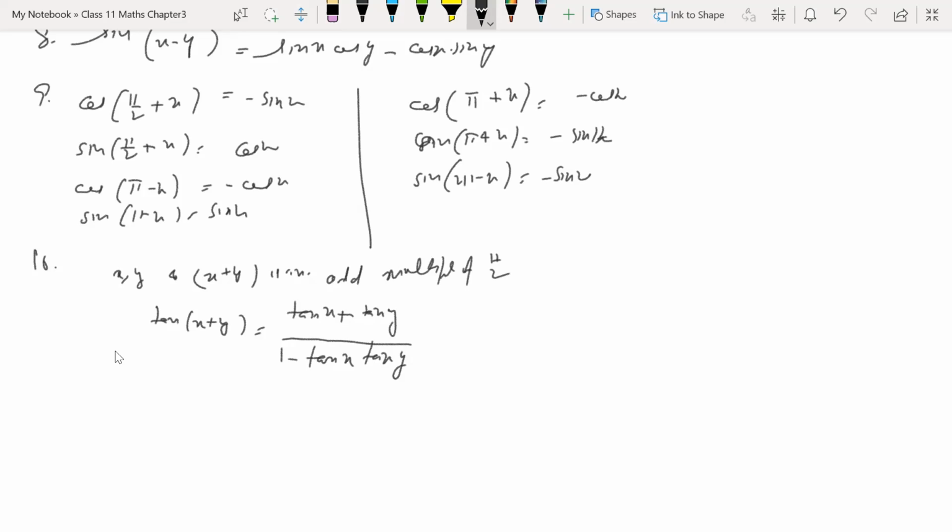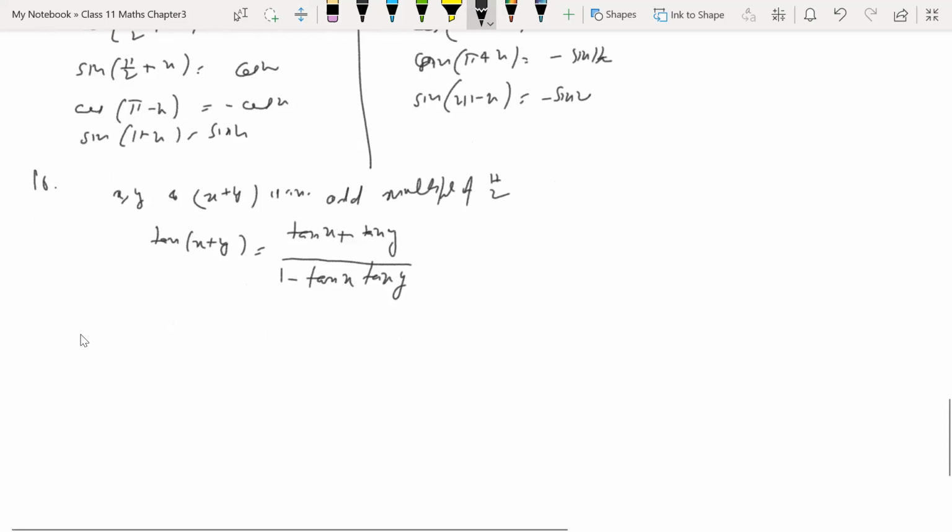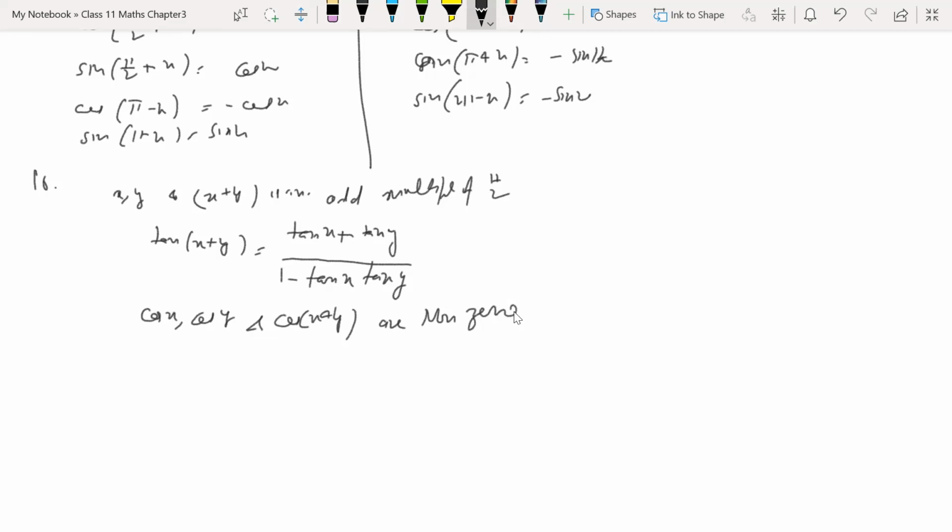What does it follow? Because none of the angles x, y, x plus y is an odd multiple of pi by 2, it means that cos x, cos y and cos of x plus y are non-zero.